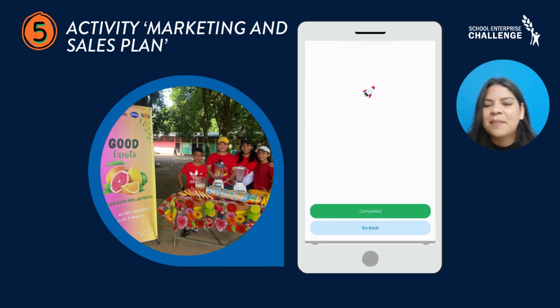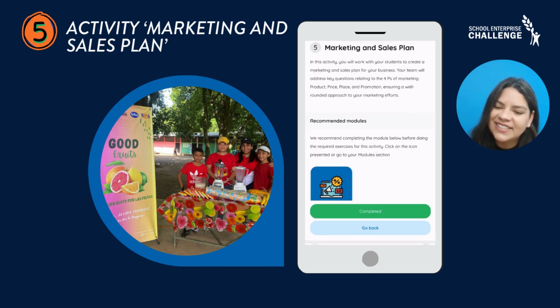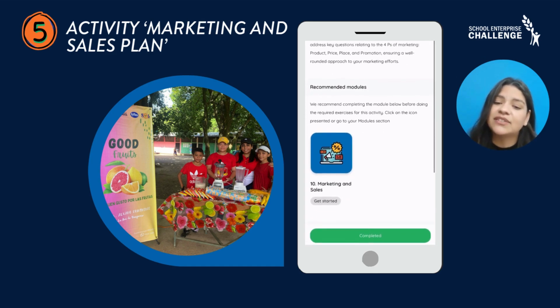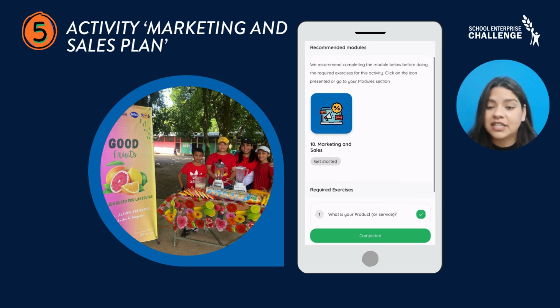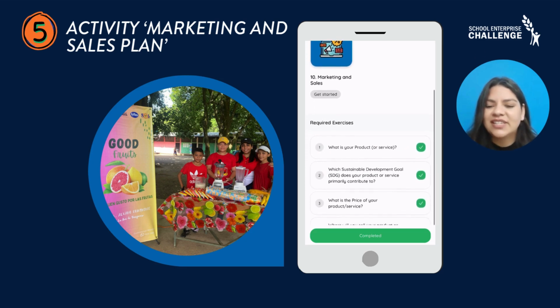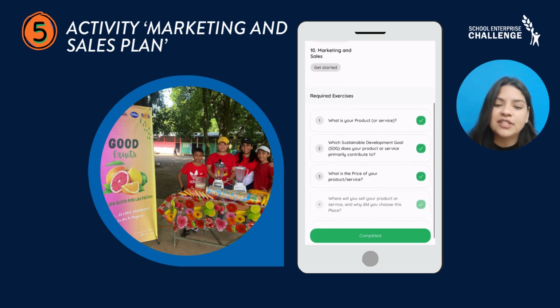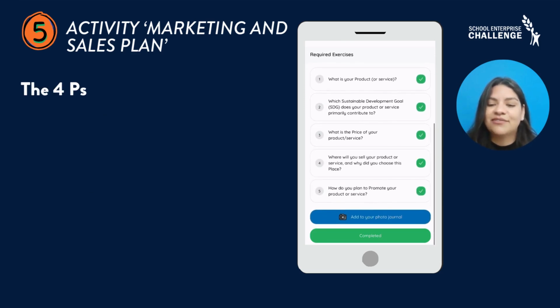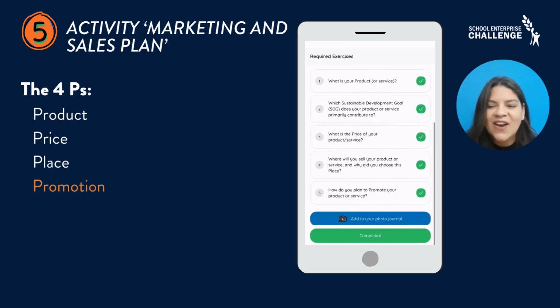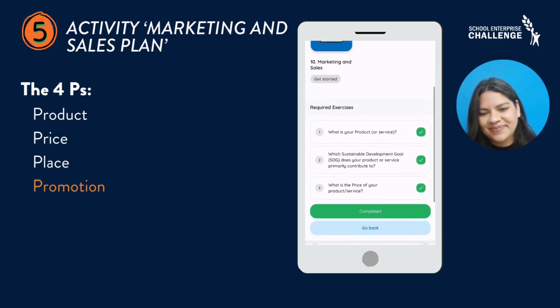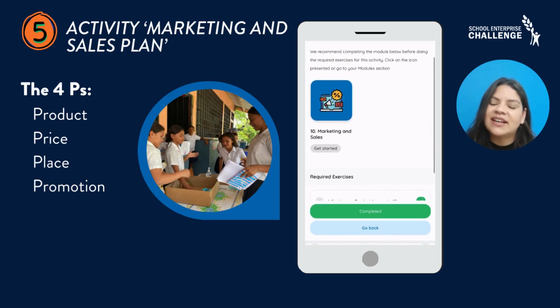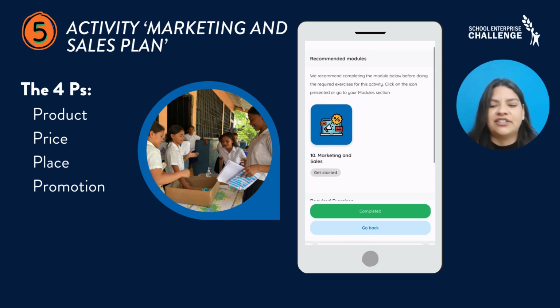Activity 5, Marketing and Sales Plan. In this activity, you will collaborate with your students to develop a comprehensive marketing and sales plan for your business. Your team will explore the fundamental principles of marketing known as the 4 Ps: product, price, place, and promotion, which are essential for crafting effective marketing strategies. The 4 Ps guide successful marketing initiatives.